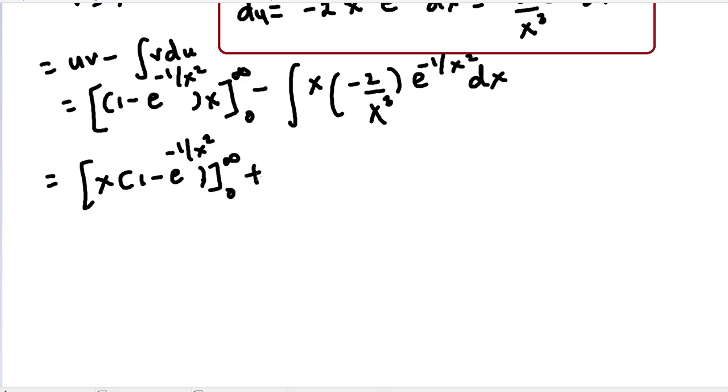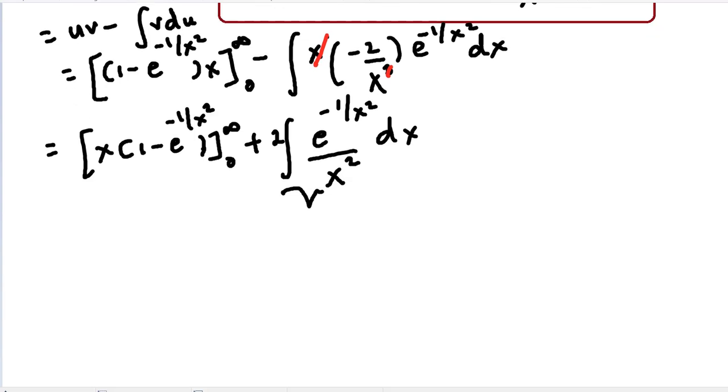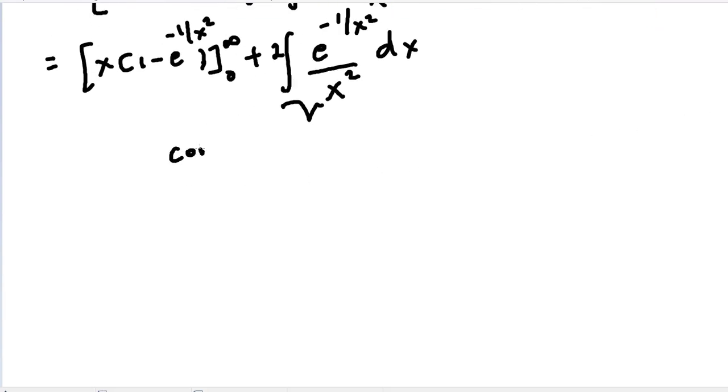Negative, negative, positive, and x can be cancelled. So that in turn is going to give me 2 times the integral of e^(-1/x²) divided by x², dx. That is looking good. Now let me just integrate this quantity first. So I will consider this integral first: the integral of e^(-1/x²) divided by x² dx.